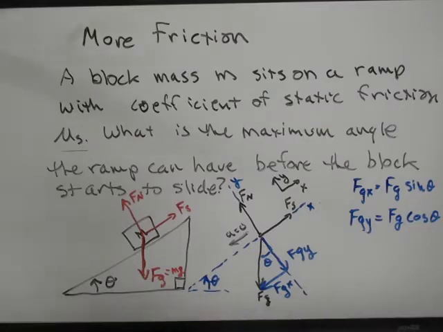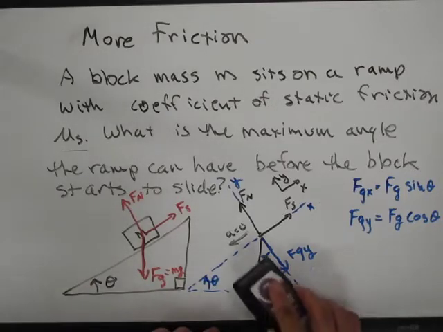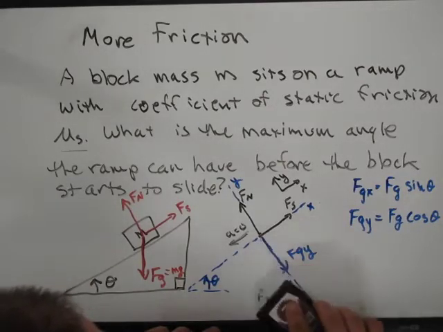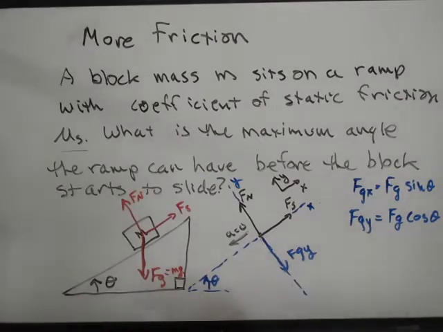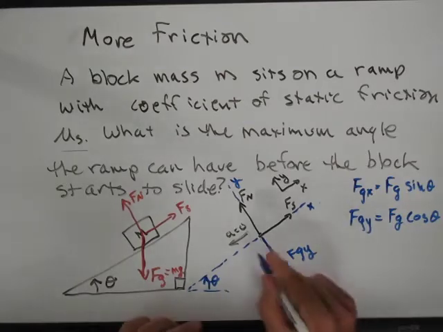Now I'm running out of room here, and so I'm going to have to redraw my free body diagram. I'll just redraw it right on top of here, I guess. All I really need to do is erase the diagonal piece and put my FGX over here.